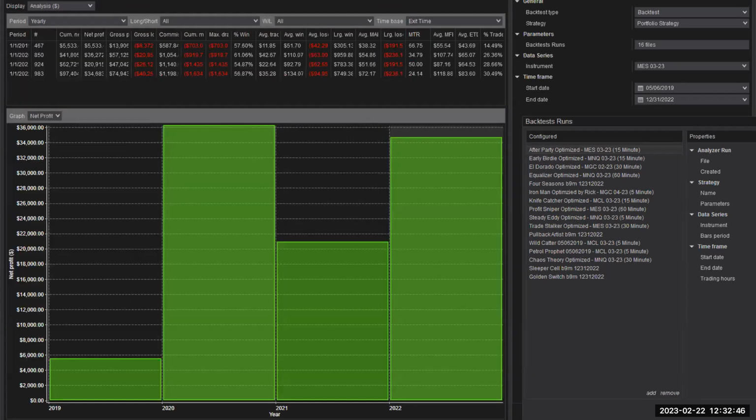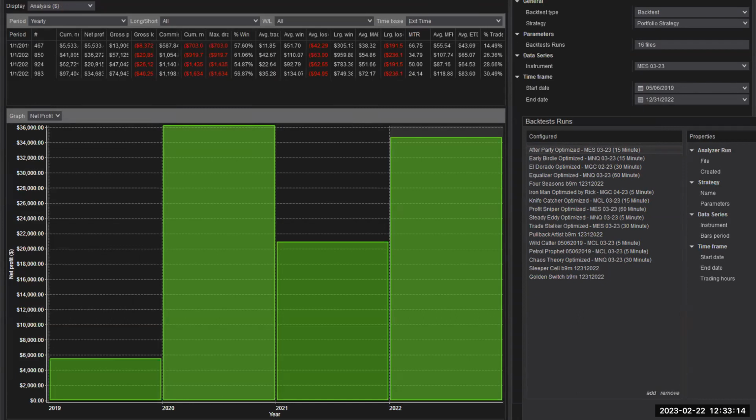This is why I'm trading a portfolio similar to this one, but with a few more bots, in my own live account. Look at the yearly net profit distribution here. Last year, this portfolio made almost 35K, trading just one micro contract. And here's the thing: the drawdown, if you guys remember, was less than $1,700.